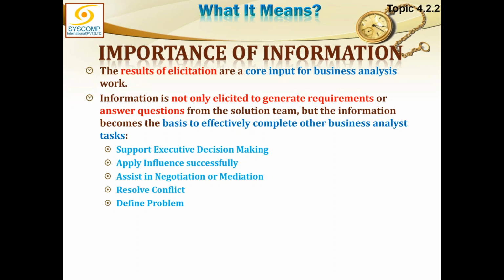वो क्या काम है? What we need to do as a business analyst, support executive decision making. Or the data we collect may be helpful for executives to make certain decisions, and I can provide that information for executives just from the archive of information I have elicited. Apply influence successfully. Using the argument from the elicited data, I can probably influence someone to apply that.